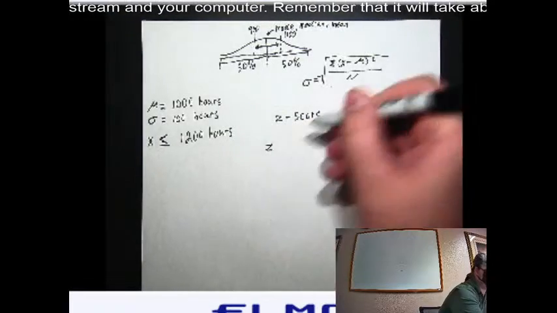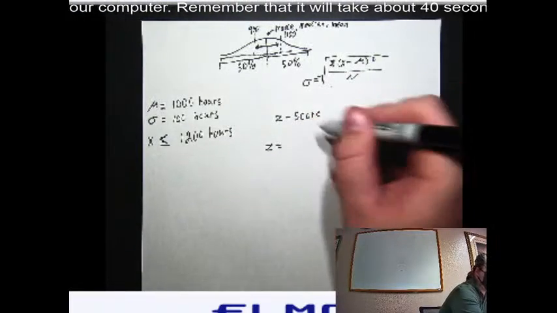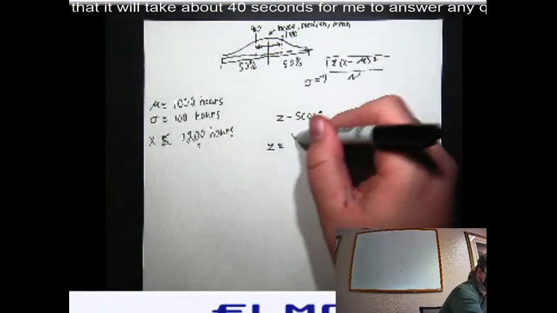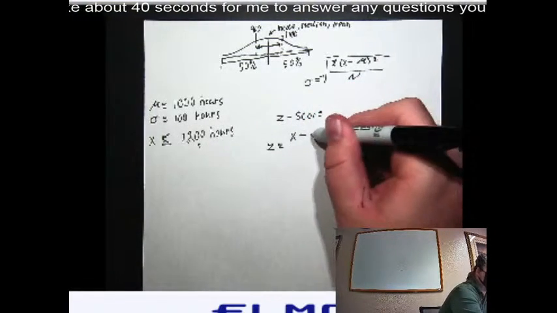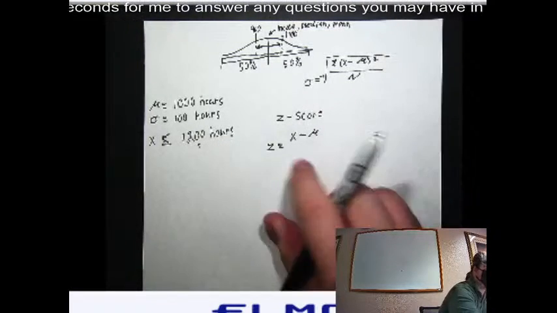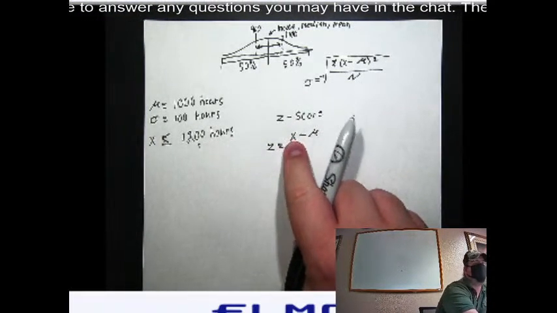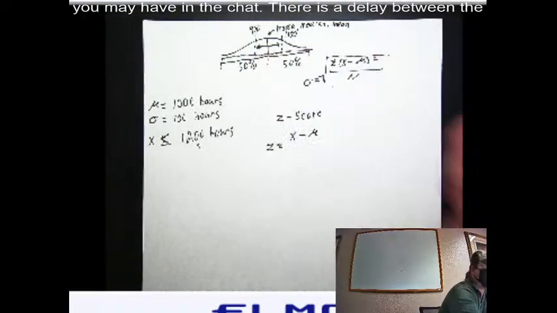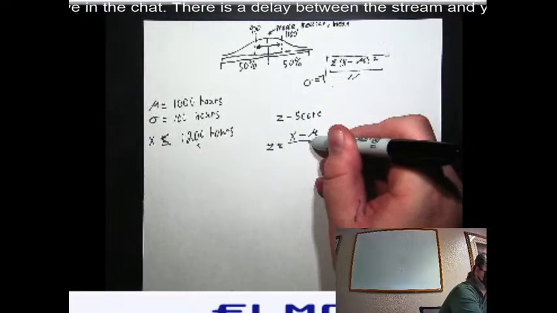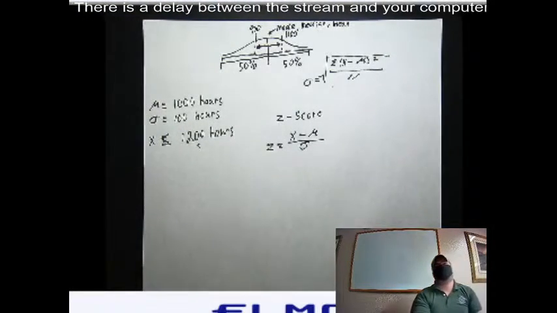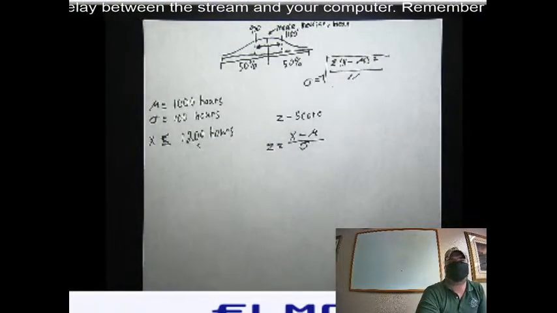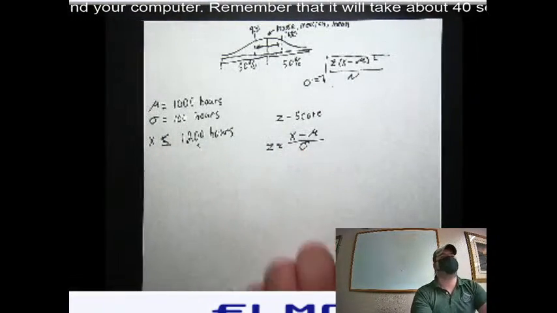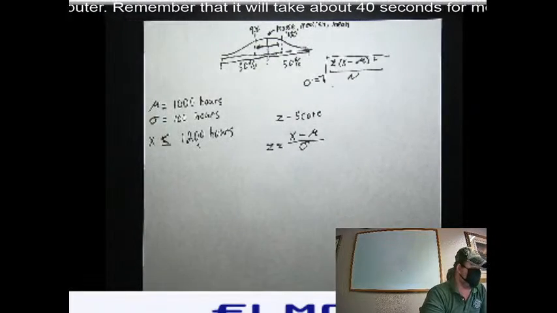Z-score is calculated by taking the x value, whatever point we're looking at, in this case 1,200, and subtracting the mean. So find the distance between this point and the mean. How far is it away from this middle point? And then divide by the standard deviation. That's it. Thankfully, this is a nice small formula as opposed to some of the ones we've seen in the past.